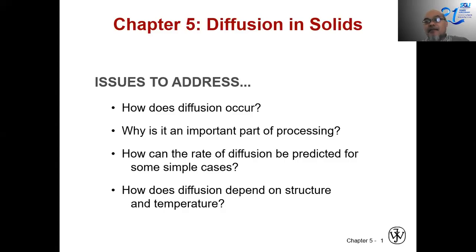Okay, so today we are going to continue about diffusion. So this diffusion is basically a mechanism that occurs for material processing, including for solidification and also imperfection.